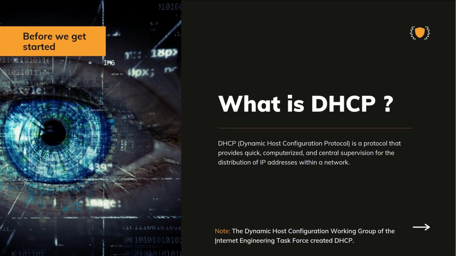So DHCP is nothing but the Dynamic Host Configuration Protocol. It's a protocol that provides quick, automatic, and central management for the distribution of IP addresses within a network. It's also used to configure the subnet mask, default gateway, and DNS server information on the device.